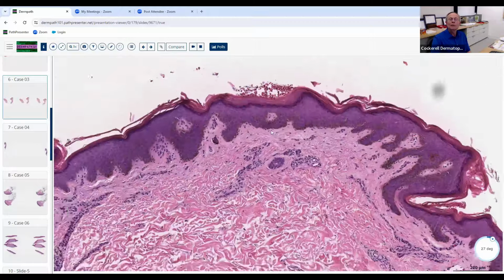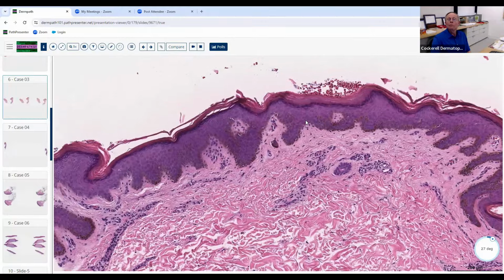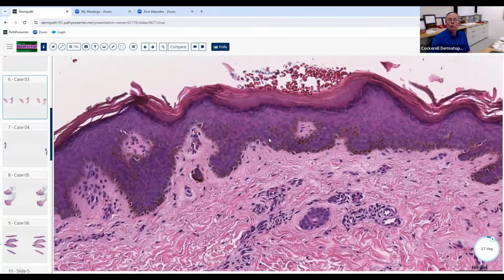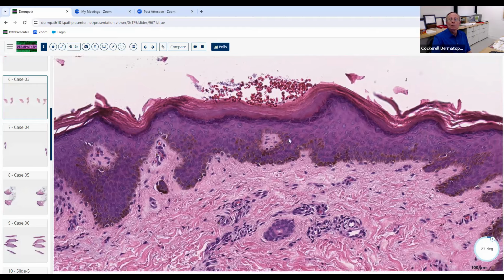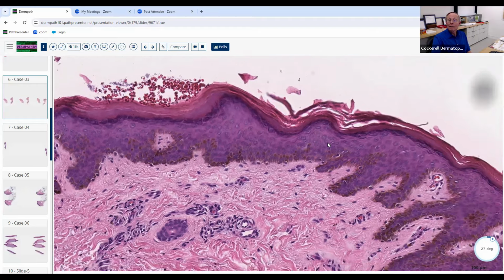As we go to higher magnification, we're going to look at the cornified layer. And then we want to ask ourselves, what kind of cornified layer is it? Is it basket weave cornified layer? Is it parakeratotic? Is it laminated hyperkeratosis? What's the granular cell layer look like? Is it present or absent? Is it increased? Those are all various things we look at.